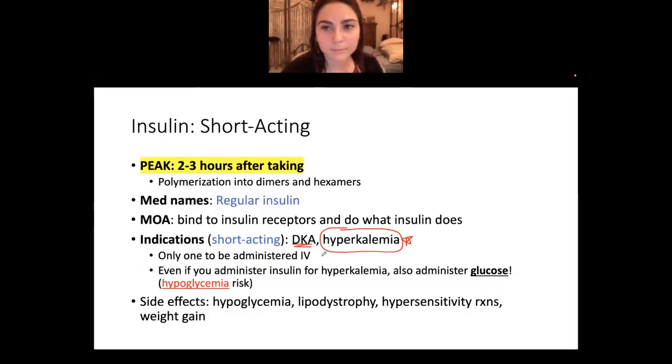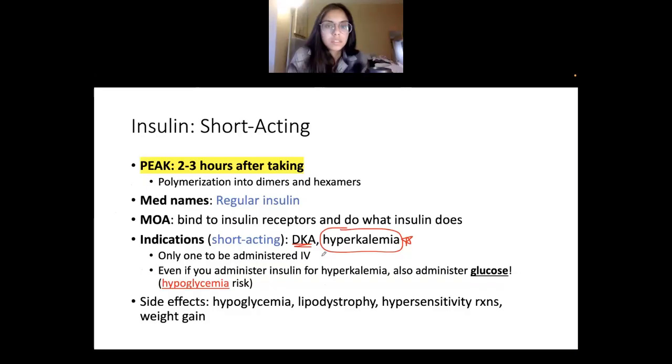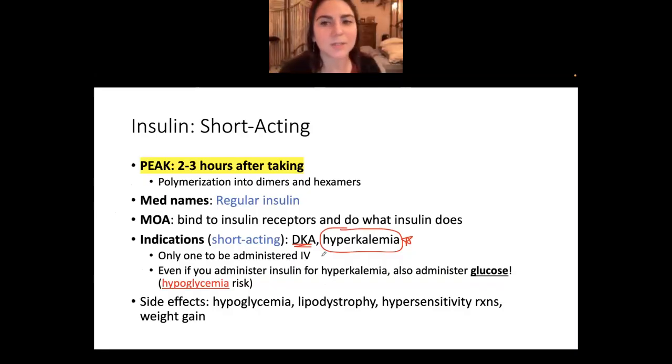What does GLP do again? It basically does what glucose does. It's like glucose-like peptide, I think. So it's basically just trying to do what glucose does.